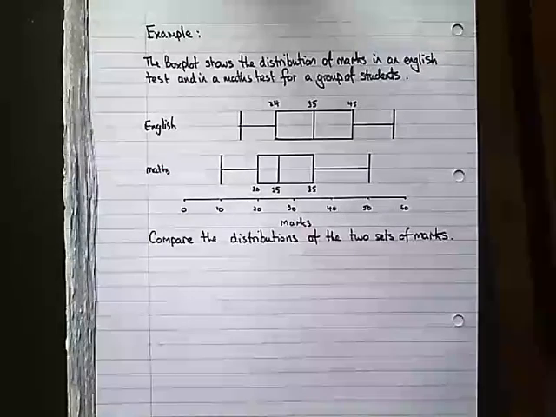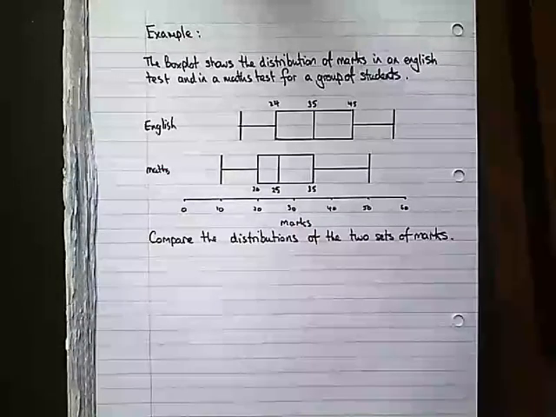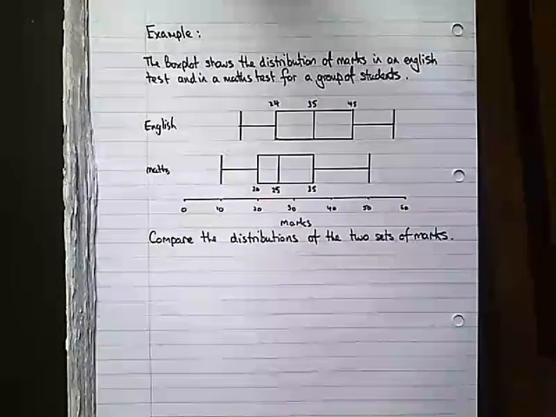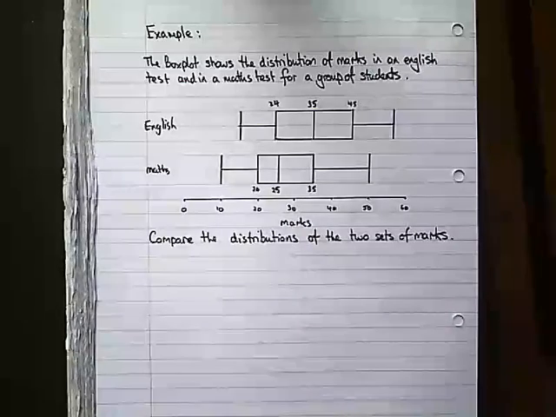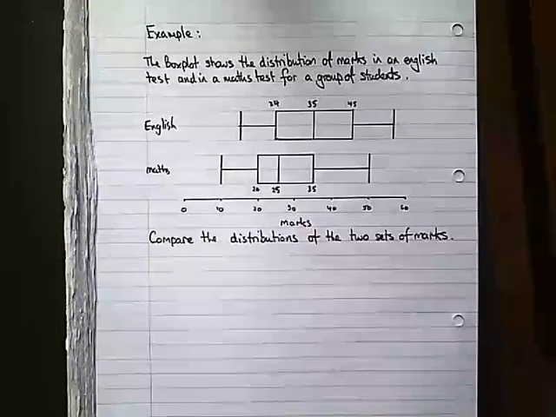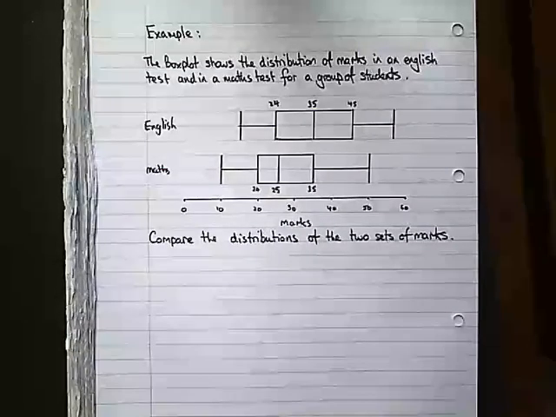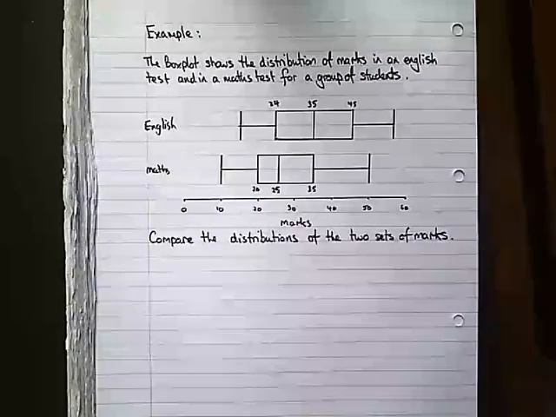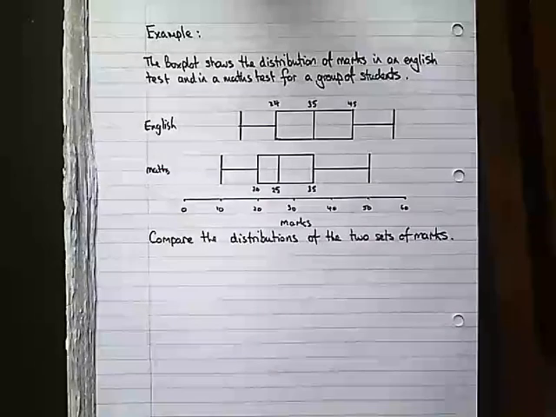Okay, what we're going to look at is comparing box plots. When we have two box plots and they link, let's say something, then we can compare them and we can sort of decide certain things. We can maybe make assumptions or maybe make some guesses.